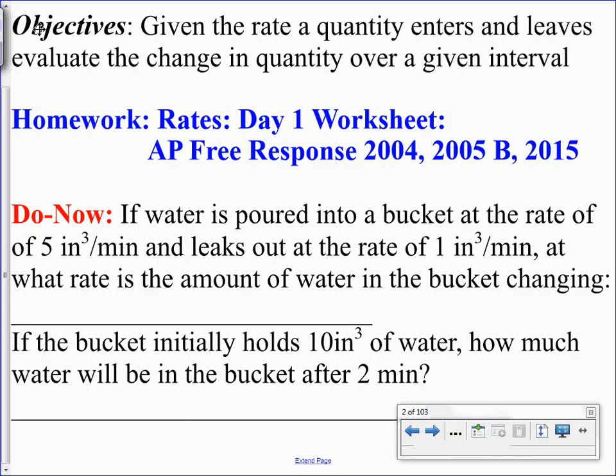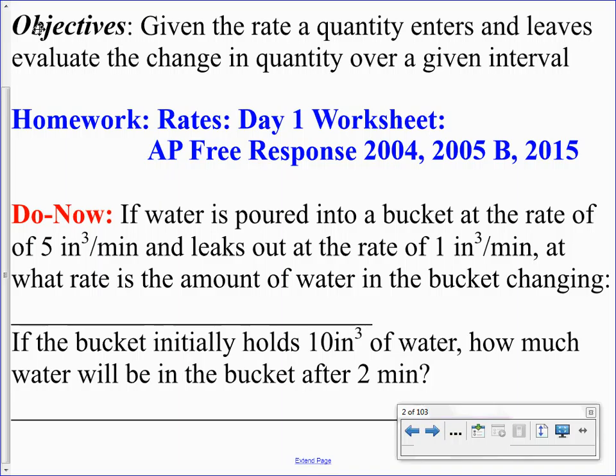Did you figure it out? Let's talk about it. Tim, you ready? Let's get going. If water is poured into a bucket at the rate of 5 cubic inches per minute and is leaking out at the rate of 1 cubic inch per minute, at what rate is the amount of water in the bucket changing?